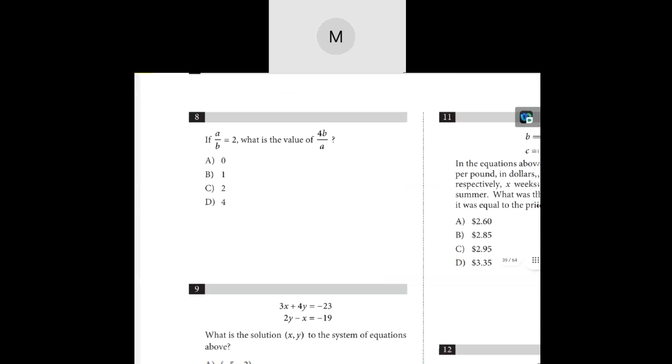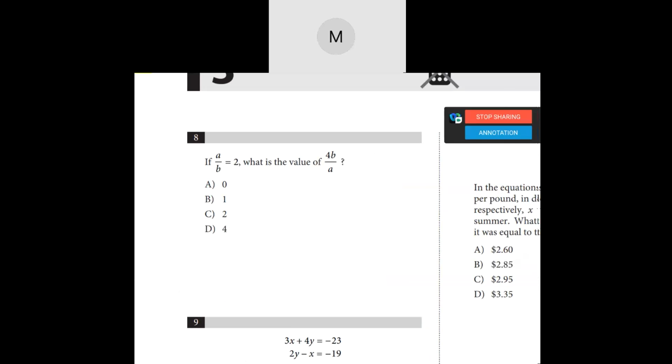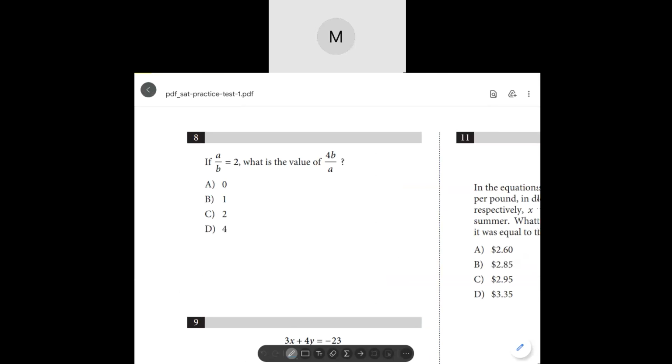Similarly, number 8, now this one's pretty simple here. You have a over b is 2. There are several ways to do this problem. What I like to do is look at the question. It's asking for b over a. So we already know b over a is 1/2. It's just the reciprocal of this. And we're going to do 4 times 1/2 because it's 4 times b over a. And my answer is 2. All right, let's move to the next one.